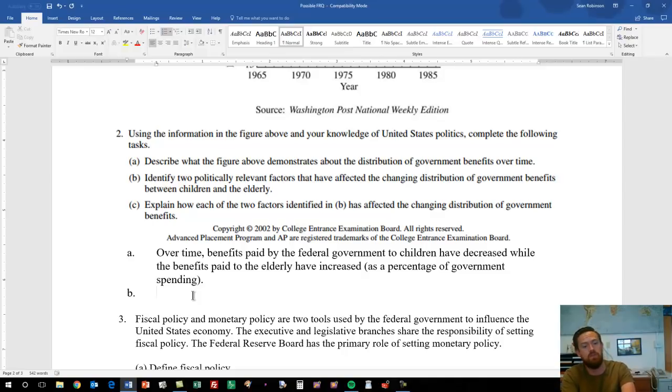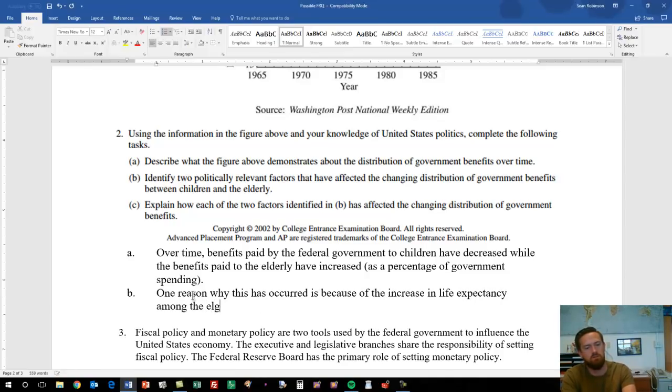Increase of life expectancy? Okay. One reason why this has occurred is because of the increase in life expectancy among the elderly. They're living longer and costing the government more money. What's another reason?